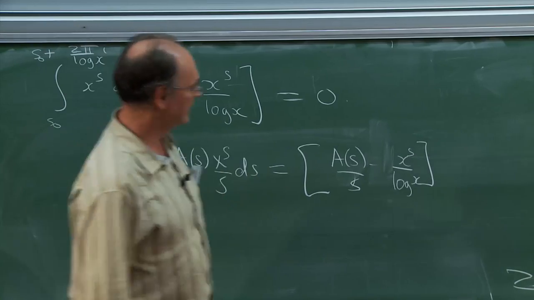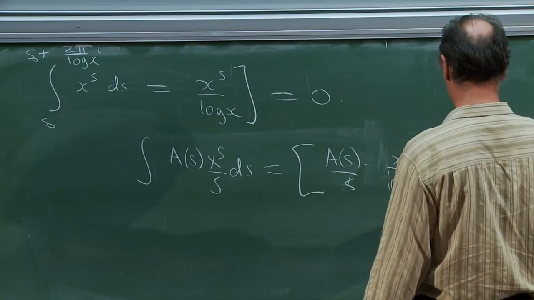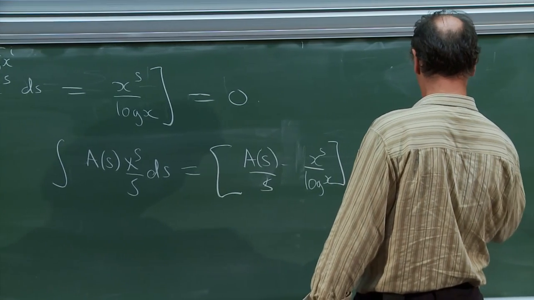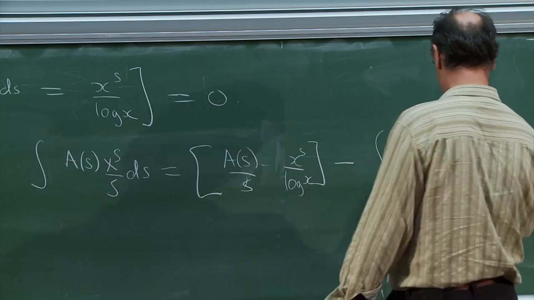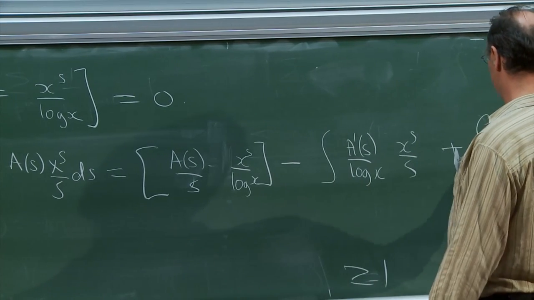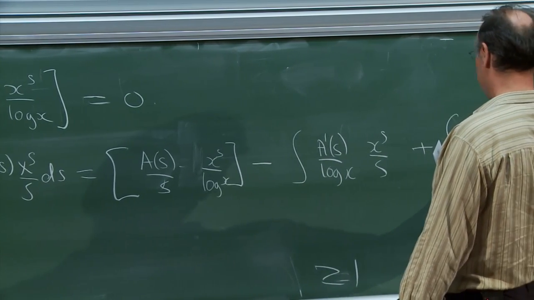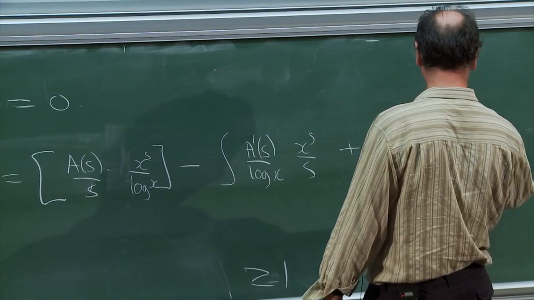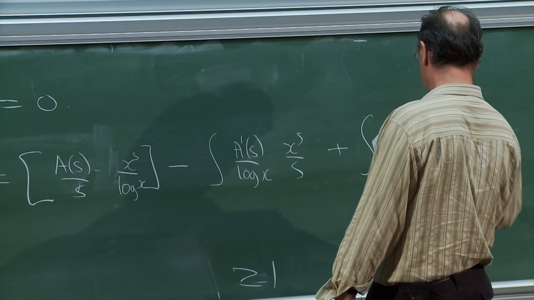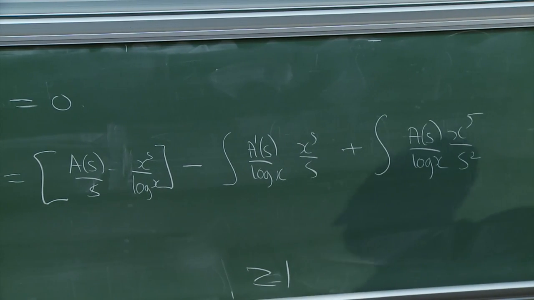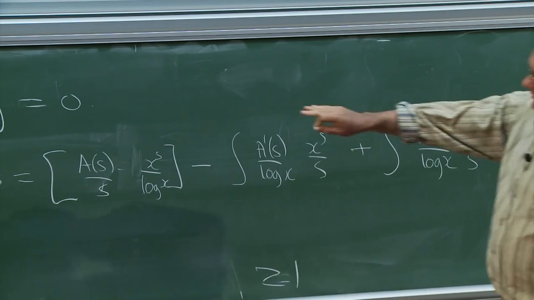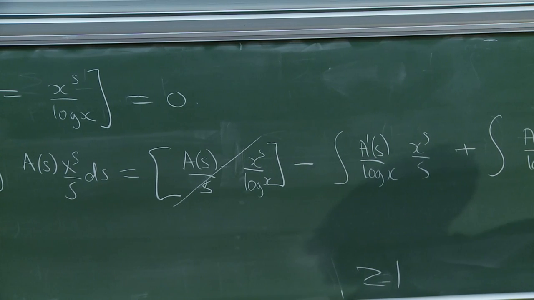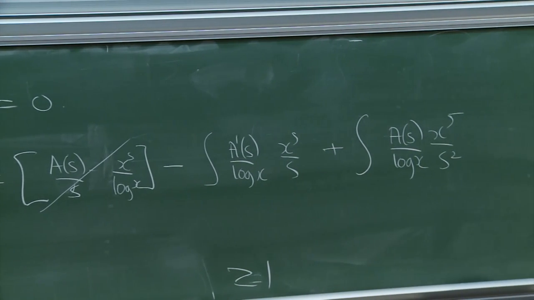And then we've got minus the two other terms, so minus the integral of a prime of s over log x, x to the s over s, plus the integral of a of s times x to the s over s squared over log x. Okay, I haven't put limits there, let's not worry about limits. What's going to happen because of this circulating around so much is we can basically consider that to be zero, and if we go to infinity, that's certainly an identity.